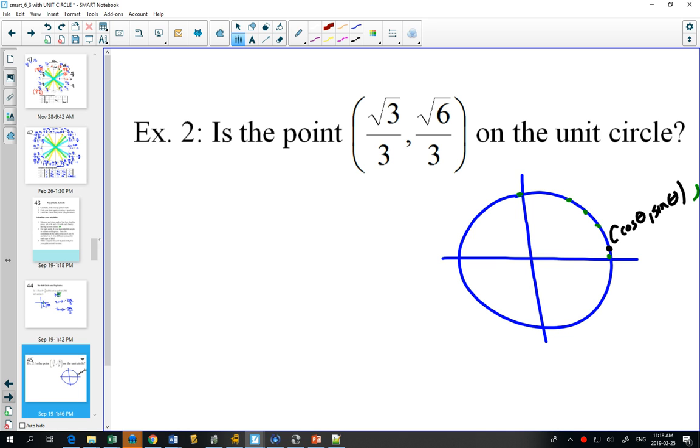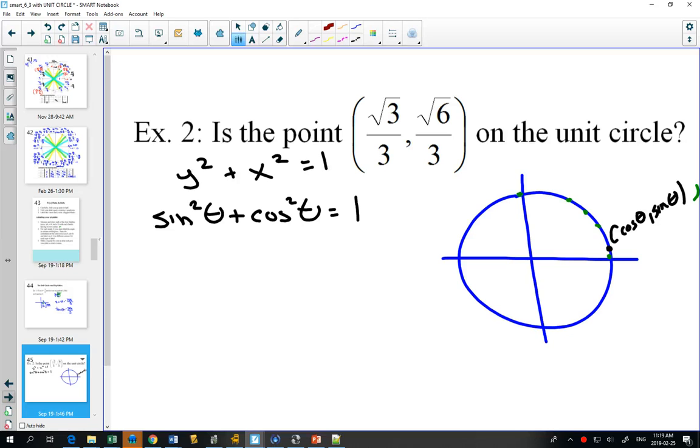Another big idea that we learned is that points on the unit circle means that sine squared theta plus cos squared theta equals 1. And this is related to the equation of the unit circle, that if a point is on the unit circle, then you have to have the x coordinate squared plus the y coordinate squared equal to 1. Because that's your radius, that's your y coordinate, that's your x coordinate. So we can use this big idea to check.